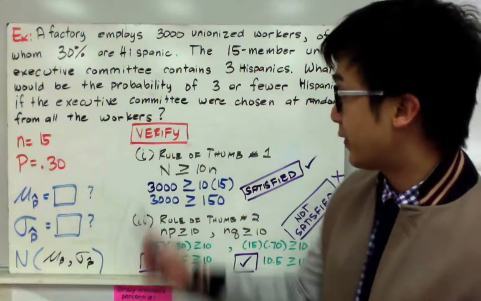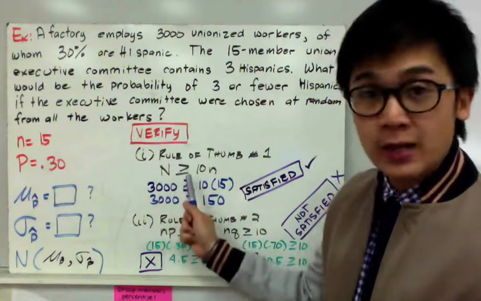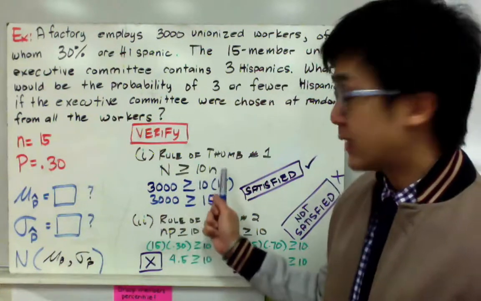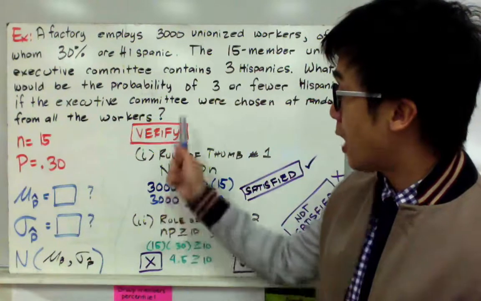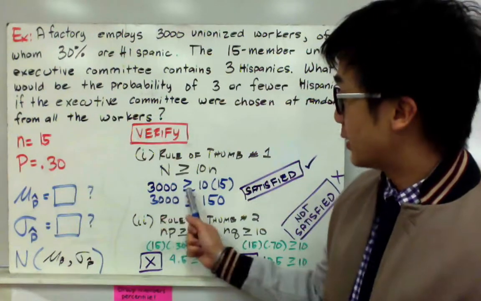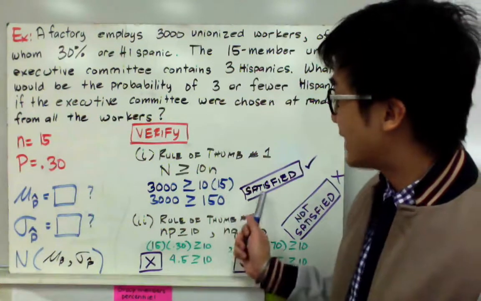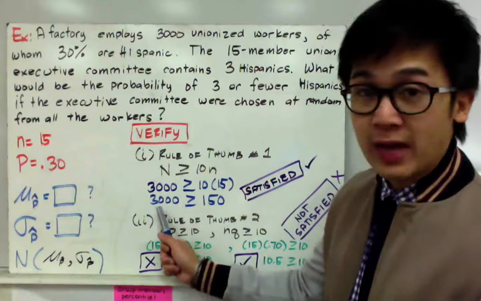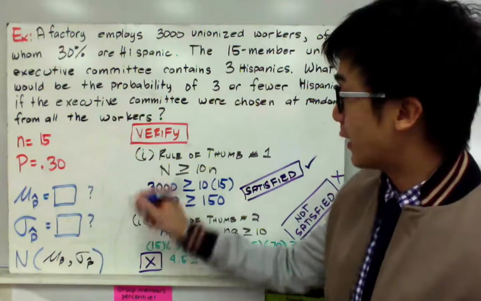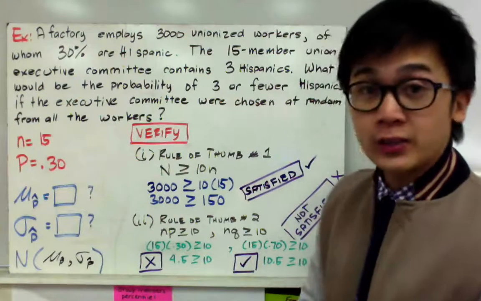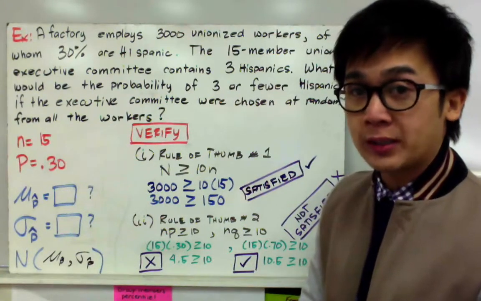So the first verification is rule of thumb number 1. The population should be greater than or equal to 10 times your sample size. And we know that the population in this problem is 3,000, which is greater than 10 times 15, your sample size, and it is satisfied because 3,000 is greater than or equal to 150. So this inequality is satisfied for the first rule. Now we can proceed to rule of thumb number 2 to see if it will also be satisfied.